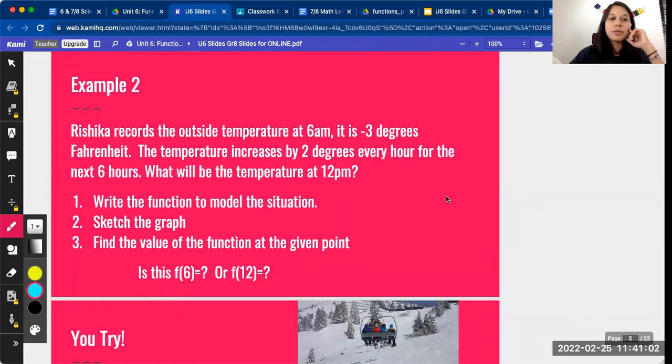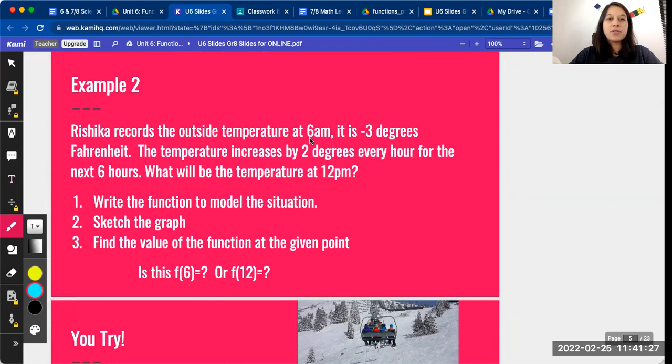So this is Rashika records the outside temperature at 6 a.m. It's -3 degrees Fahrenheit. The temperature increases by 2 degrees every hour for the next 6 hours. What will the temperature be at 12 p.m.? Write the function to model the situation, sketch the graph, and then evaluate the function f of 6 or f of 12. Okay, so here's what I'm looking at.